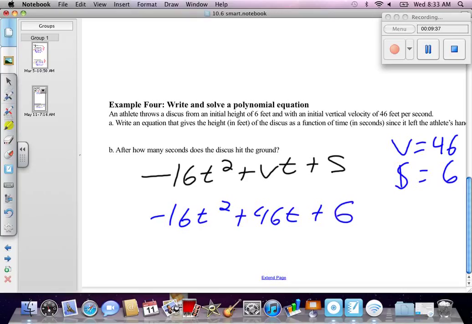And when do you think this would be done? An athlete throws a disc from a height of 6 feet with initial velocity of 46 feet per second. When would this be done? When the discus is where? If I'm throwing the discus, when it falls, it's like a round circle frisbee type thing, except it's heavier. They do it in the Olympics. Okay. So when it hits the ground, what would the height be?